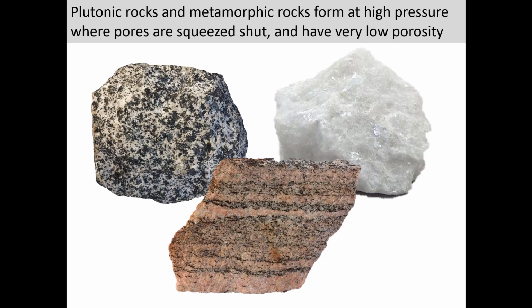We can think about different kinds of rocks. Plutonic rocks, plutonic igneous rocks, and metamorphic rocks form at high pressure. And under these conditions, any pores are sort of squeezed shut. So typically the porosity of metamorphic rocks and plutonic igneous rocks is very, very small, much less than 1%. And for that reason, these rocks have extremely low permeability or hydraulic conductivity.